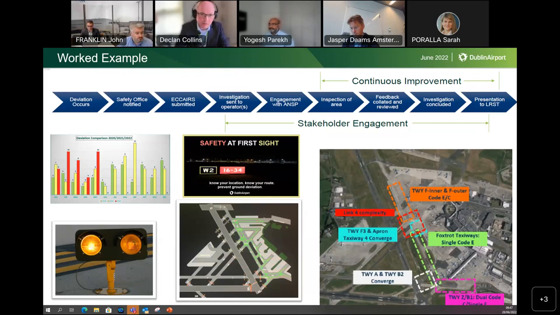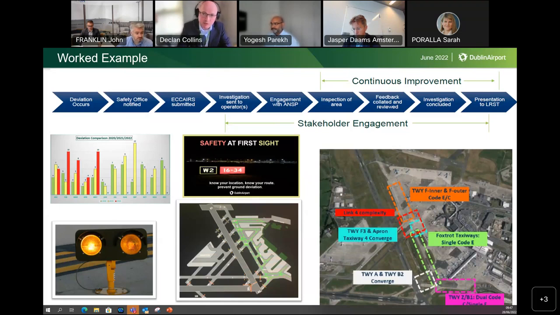So it's a very good example in terms of how we should be looking at shared learnings and how we could be looking at stakeholder consultation and stakeholder engagement in terms of these events. Whenever you get any deviation coming in, we obviously get a report of that deviation from the tower. That then feeds into our safety occurrence reporting system, which then triggers an investigation and follow-up. We do a site inspection to make sure there are no issues regarding markings or signage. But then equally from a strategic level, we put this into our LRST, and the LRST is a standard agenda item in terms of what initiatives we can take going forward.